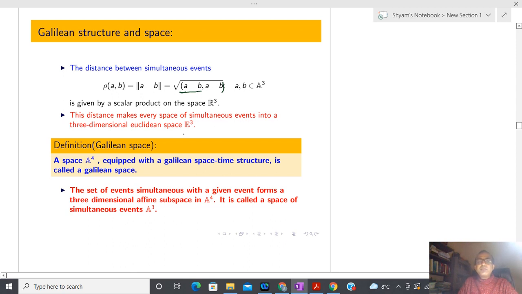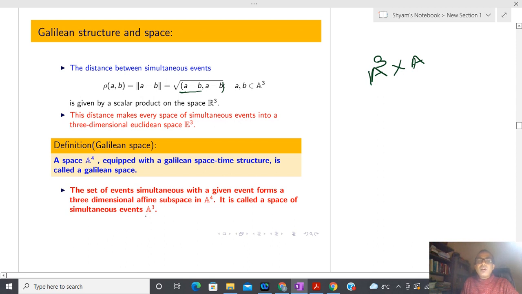And after that, whenever we are talking about Galilean space, that space is an A4 space. A4 space means the space where a trajectory is involved. In today's lecture I will define what is meant by a trajectory or a graph. After that we talk about the Cartesian product, and here again I am assuming that the origin is not fixed. That is true for time also, and for all kinds of physical variables also. The set of simultaneous events with a given event forms a three-dimensional affine space. It is also called the space of simultaneous events.